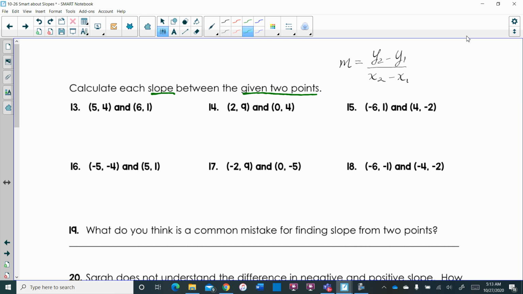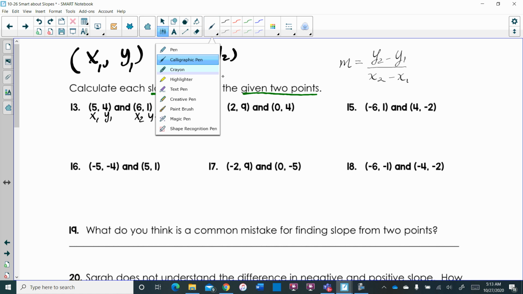Now, to use it, I just think it's so much easier if you label each part. So your x1. When you have coordinates, it's an x and a y. But if that's the first coordinate, that'd be x1, y1. So if this was the second coordinate, this would be x2, and this would be y2. So if I'm labeling here, my 5 would be my x1, my 4 would be my y1, my 6 would be my x2, my 1 would be my y2.